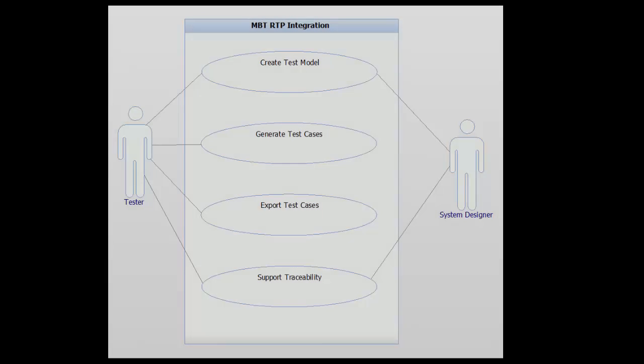The main demonstration consists of 4 scenarios: the creation of a test model using Rhapsody, the generation of test cases from that model using our model-based testing tool, the export of these test cases into our test management solution, and finally, the exploitation of the links between the engineering artifacts to support traceability. We'll start with the creation of the test model.